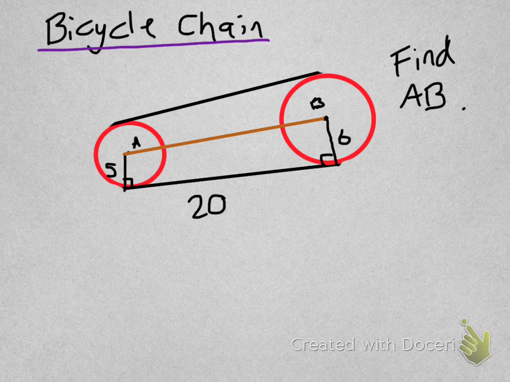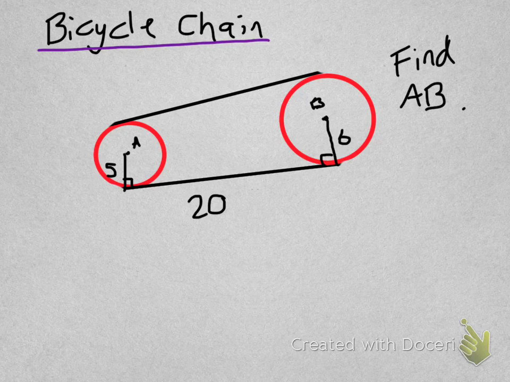So the middle of each circle to each other. All we're given is that the radius of the small circle is 5, the radius of the big circle is 6, and the length between the points of tangency is 20. Okay, so here's the concept. We want to create a right triangle somewhere, and we're going to use the Pythagorean theorem.